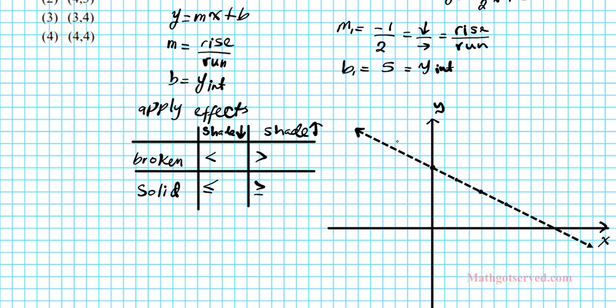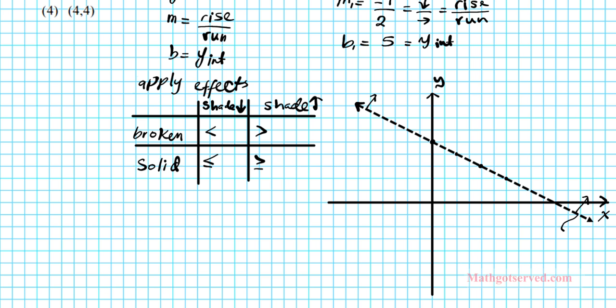The direction of our shading is, it's greater, right? So greater means we're going to shade upwards, so in that direction. So this line is our first line, which is y is greater than negative 1/2 x plus 5.